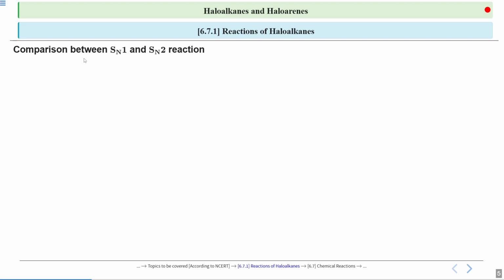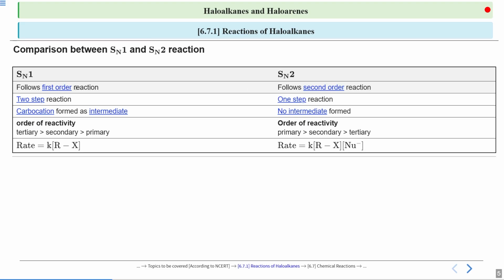So until now we have covered the SN1 and SN2 reactions along with their mechanisms, right? Today we are going to first of all see the comparison between the SN1 and SN2 reactions, that is, substitution nucleophilic unimolecular and substitution nucleophilic bimolecular reactions. You can see this table depicting the comparison between the SN1 reaction and the SN2 reaction.